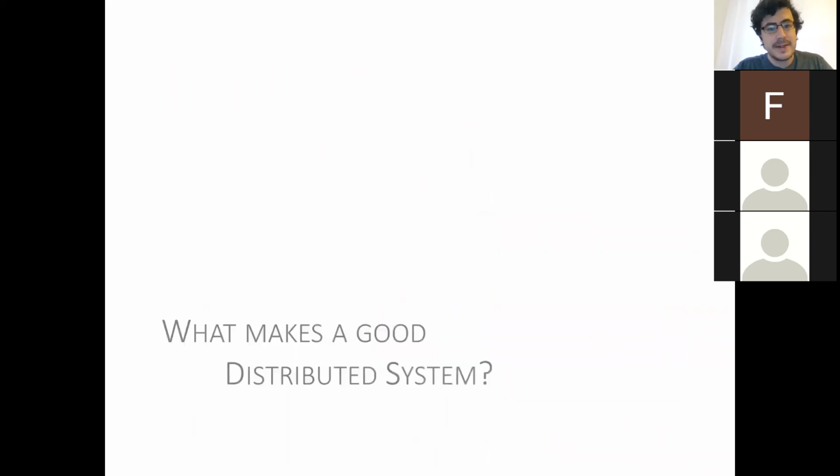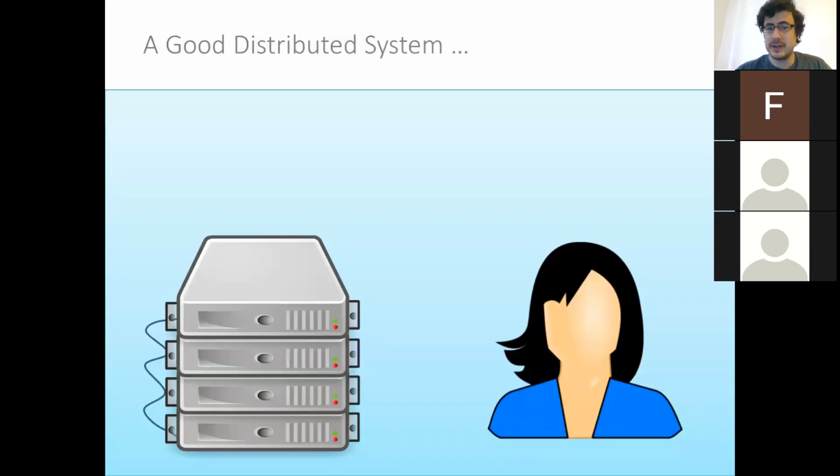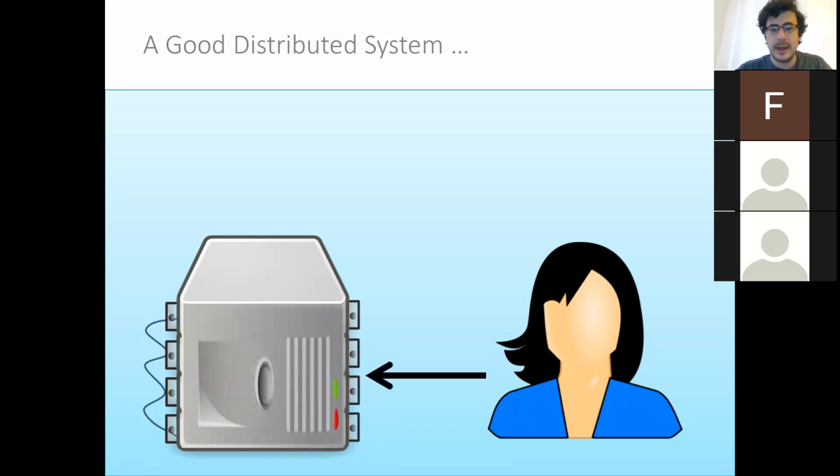Okay, so what makes a good distributed system? I'm going to mention 5 things. The first thing is that a user shouldn't have to care about the individual components of the distributed system, which is to say the individual machines. A good distributed system should appear transparently as one system.